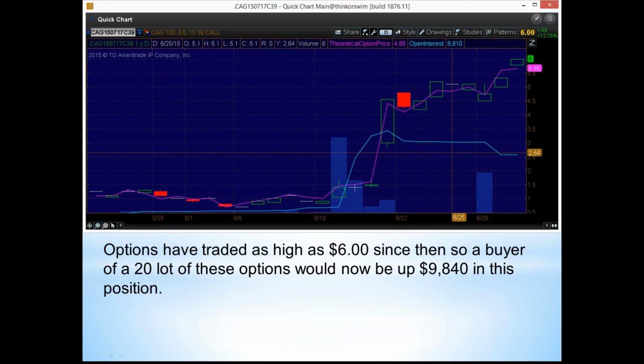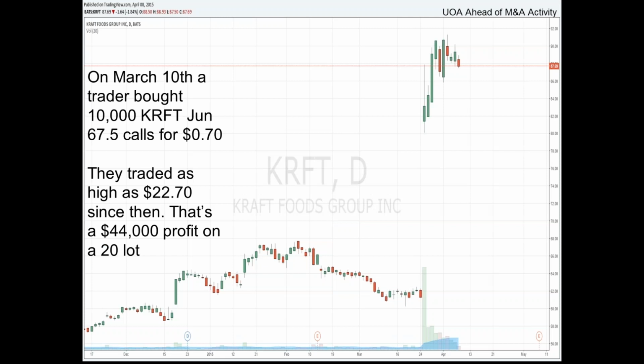All right, but we're going to talk a little bit more about that here as we get into the actual trading plan. So let's look at one more example here in Kraft. So on March 10th, a trader bought 10,000 of the Kraft June 67.50 calls for 70 cents.